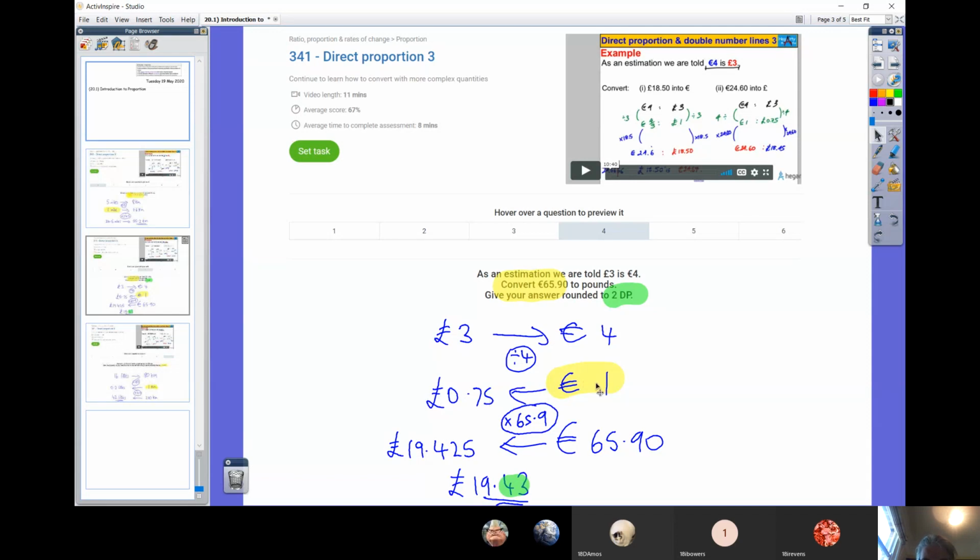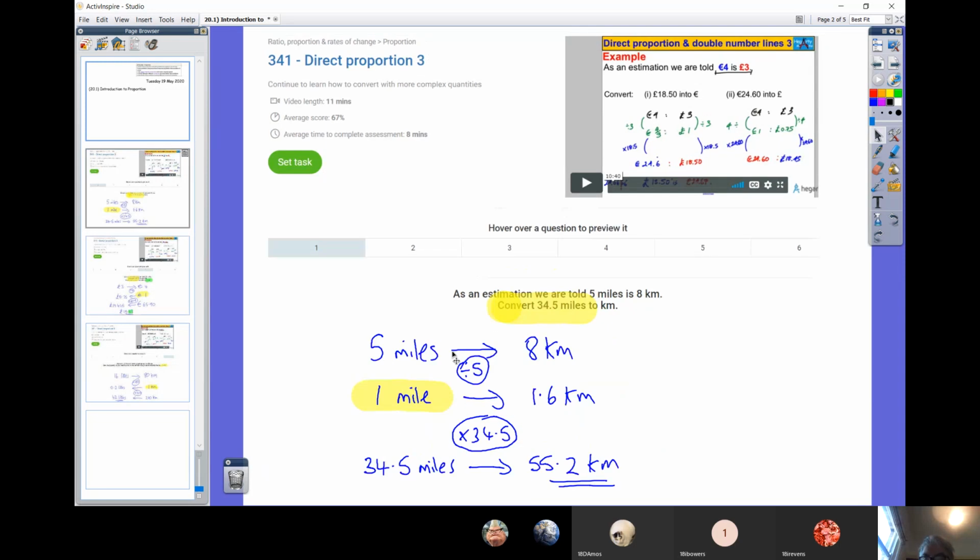Now once you know what 1 euro is, to work out what 65.9 euros is easy. Just multiply both by 65.9. So 0.75 multiplied by 65.9 is £49.42.5p. So to the nearest penny, to 2 decimal places, that's £49.43. So please, you've got to be clear. This is the bit. We're converting from euros, so you get what 1 euro was. On the previous question, we were converting from miles, so work out what 1 mile is.